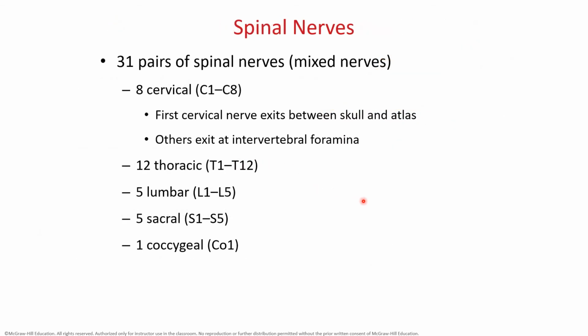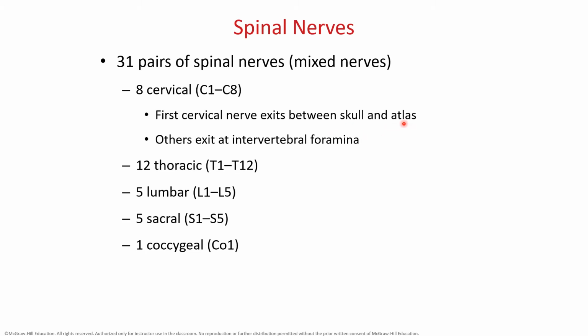So now let's talk about your spinal nerves. So you have 31 pairs of spinal nerves. These are mixed nerves. So you have 8 cervical spinal nerves, C1 through C8. And how many cervical vertebrae do you have? So you have 7 cervical vertebrae, but you actually have 8 cervical nerves. So the first cervical nerve exits between the skull and atlas.